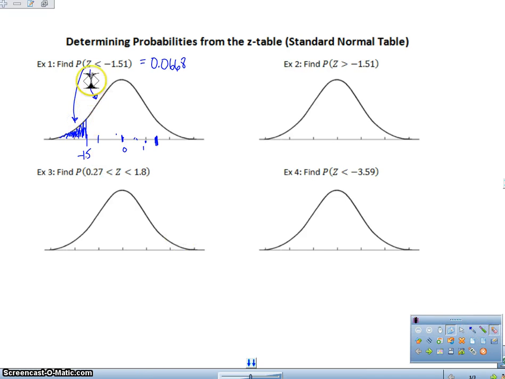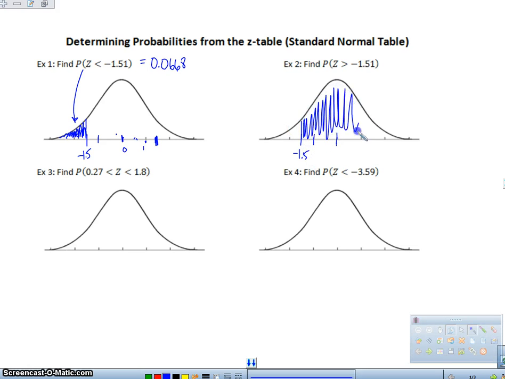All right, let's do a few more here. Greater than negative 1.5. Here's negative 1.5, and we want the area greater than. Notice that I already have the area underneath it, so now I want the area above it. I'm just going to take 1 minus 0.0668, because the whole thing adds up to 100%. That will give me my probability above it, which is 0.9332.